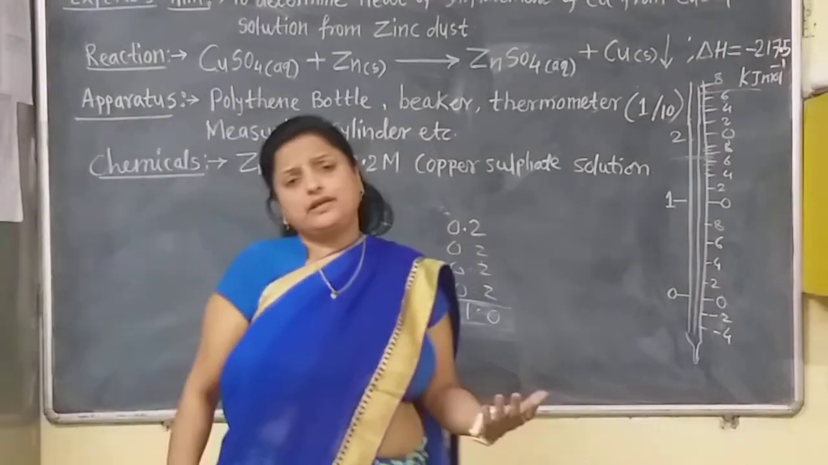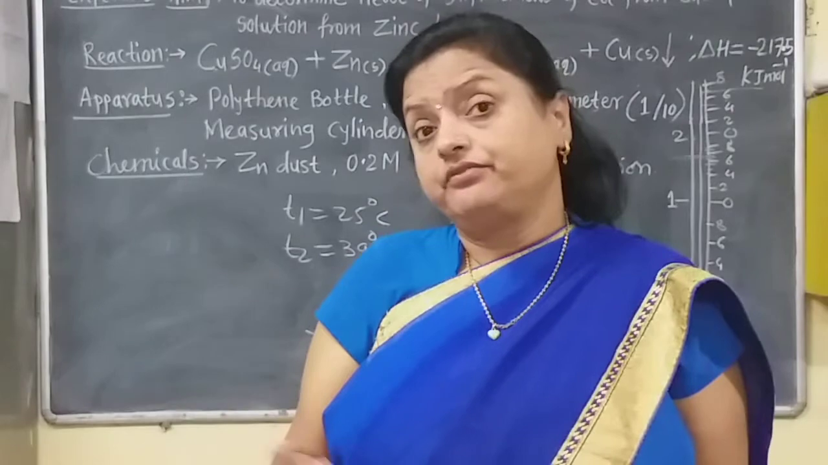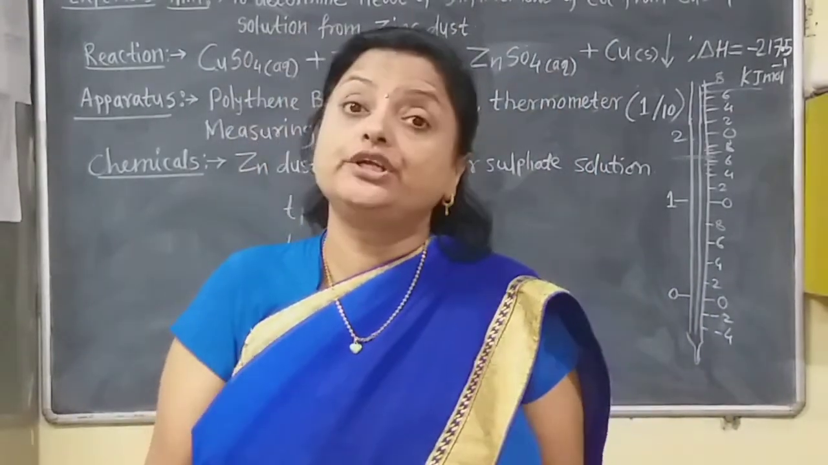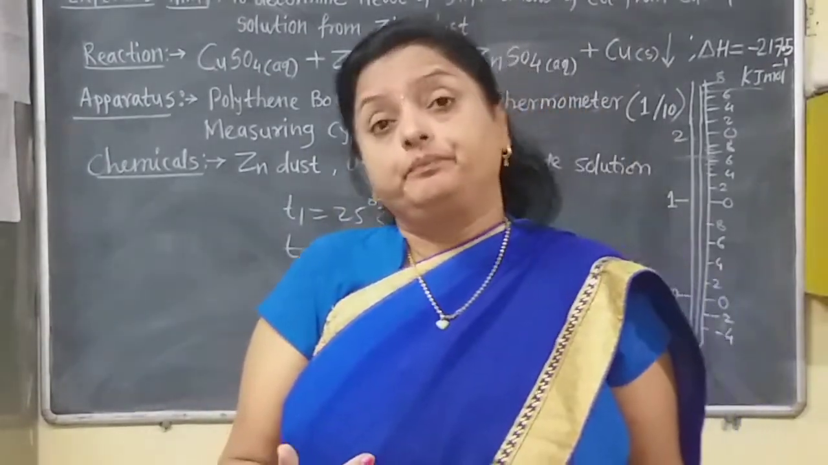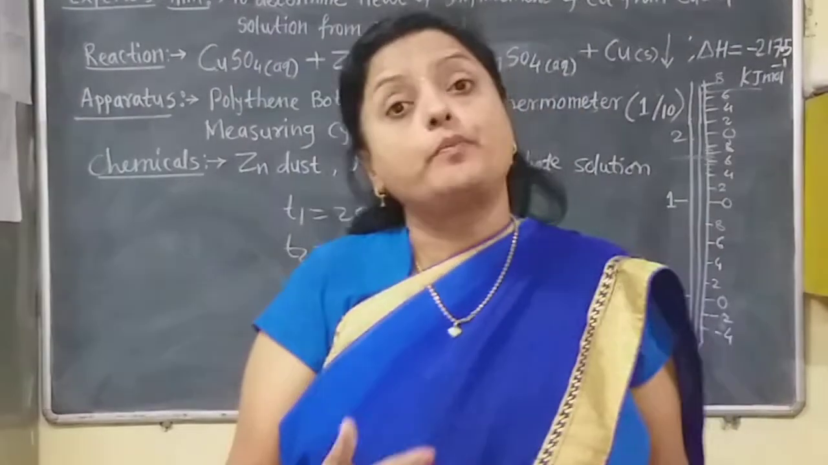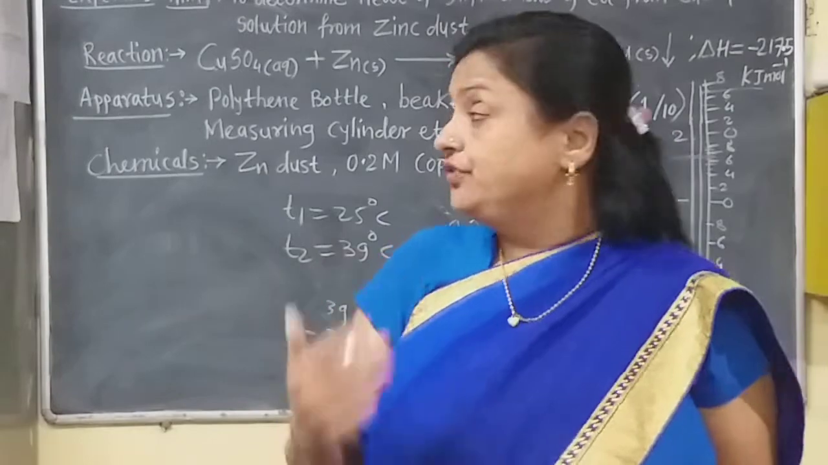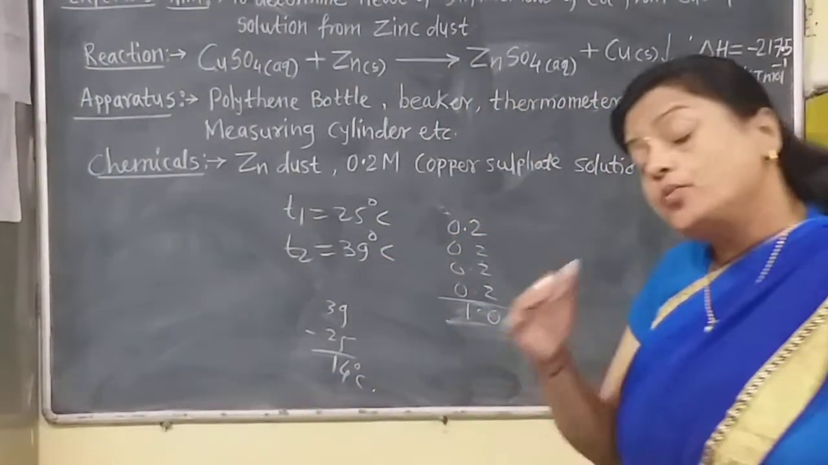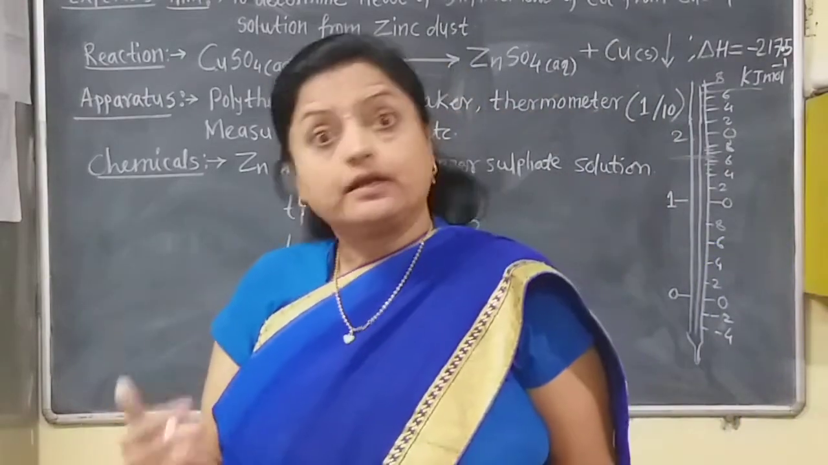Now this may become above 10. I already told you the temperature increases very largely, and then after calculation we can find the heat required for the displacement of 1 mole of copper sulfate solution by the zinc. First we calculate only for 1 gram of the zinc, and then we will calculate for 1 mole of zinc in the calculation.